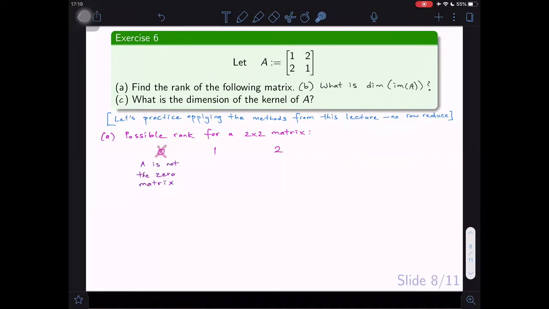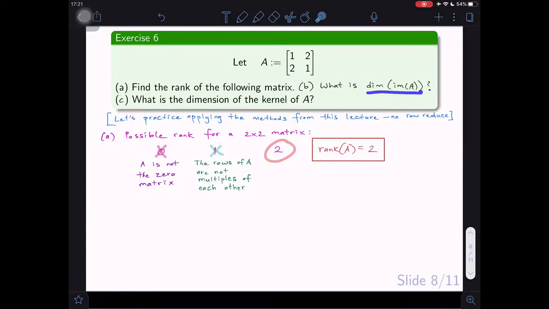In the previous slide, we saw that a matrix can have rank 1 if the rows are multiples of each other, but we see that this is not a multiple of the second row, so the rank could not be 1. So it must be 2. We saw that the dimension of the image of a matrix is the same as the rank of the matrix. So the answer to part B is also 2.